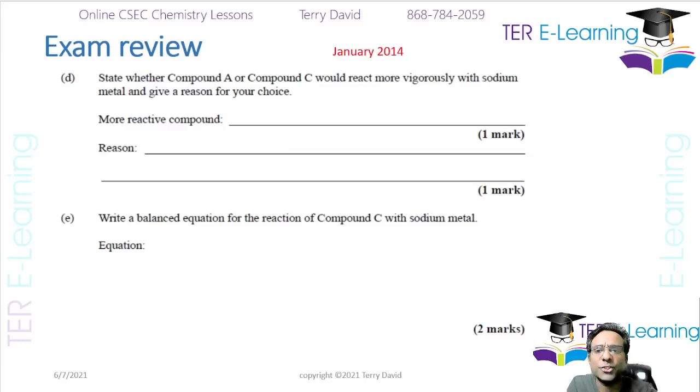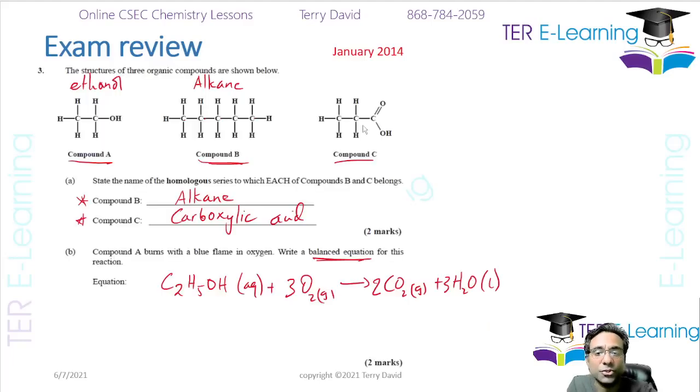Now they want to know which compound, A or compound C, reacts more vigorously with sodium metal, and give a reason for your choice, right? So you have compound A, that's this compound here, which is an alcohol, and compound C. Now both of those compounds technically can react with sodium, right? If you have done this in school, you need to know that sodium could react with ethanol to give me sodium ethoxide. Sodium could also react with ethanoic acid. In this case, sorry, this is not ethanoic acid, this is propanoic acid. So sodium can react with both of them, right?